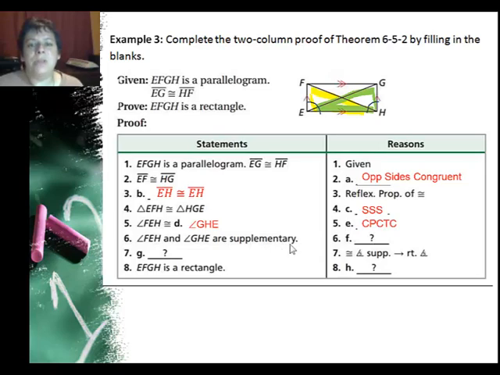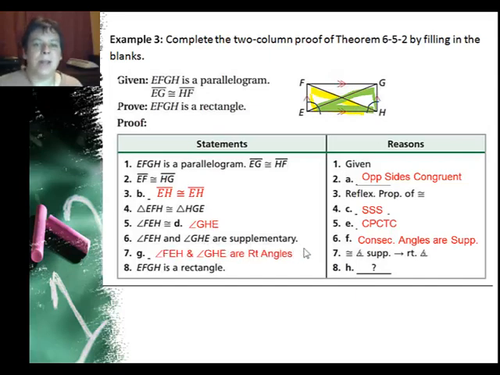Now, I know that these two are supplementary because consecutive angles of a parallelogram are supplementary. Well, since these angles are supplementary and they're congruent, they have to be right angles, because the only way for two angles to add up to 180 and be equal at the same time is if both are 90 degrees. Now I can say that EFGH is definitely a rectangle, because a rectangle is a parallelogram with one right angle.